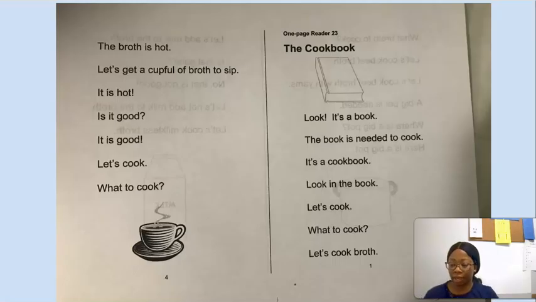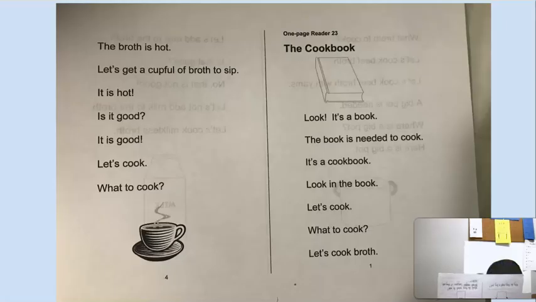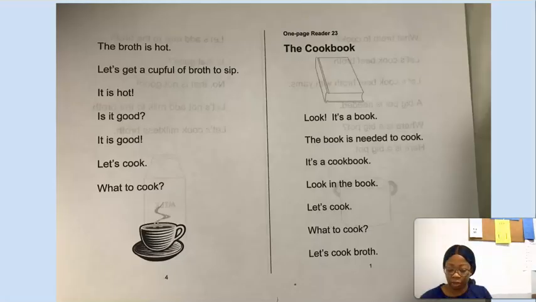All right, so we're looking at page 1. So on page 1, the first sentence says, look, it's a book. I want you to add a question mark at the end of book. All right, and then in that second sentence, it says it's a cookbook. I want you to add an exclamation mark to that one. All right. Good job. All right, so now go ahead and read that page for me with the new punctuation. Go ahead.